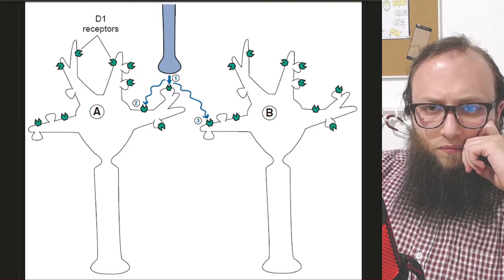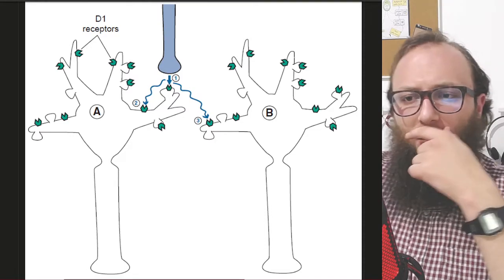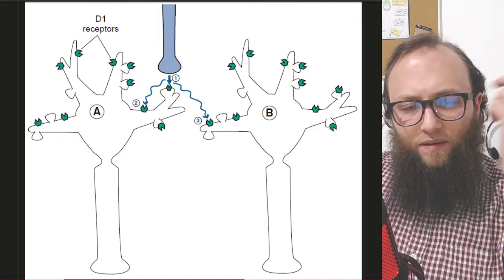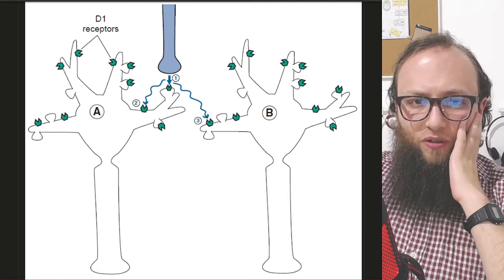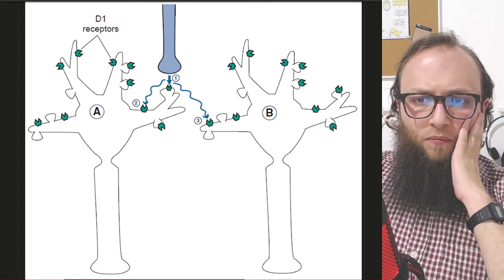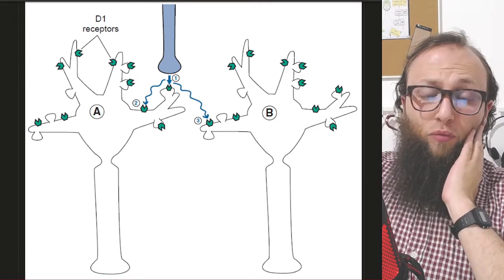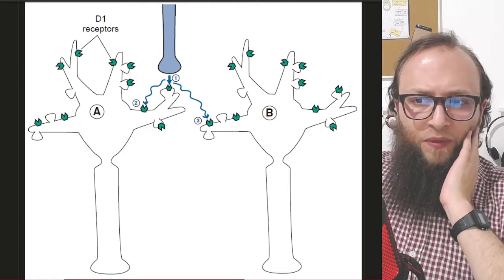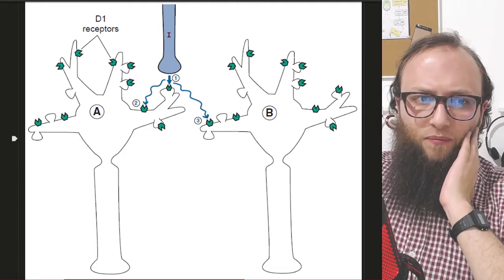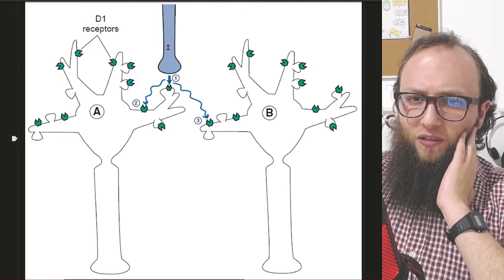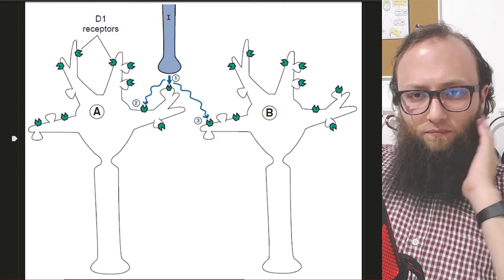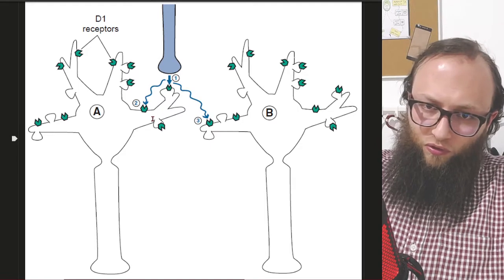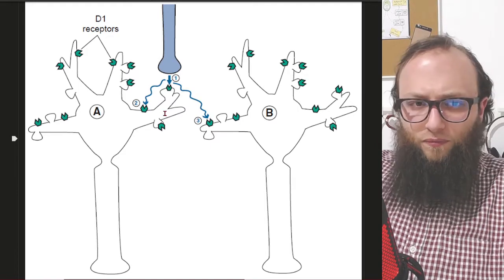So this is another illustration about volume neurotransmission. Here's an example of dopamine and dopamine receptors. So let's assume that this is a dopamine neuron. This is the axon and the terminal of one neuron, and this neuron is connected with this postsynaptic neuron.